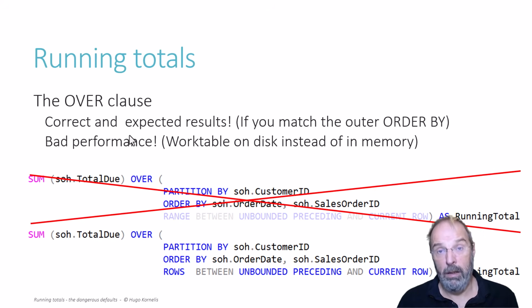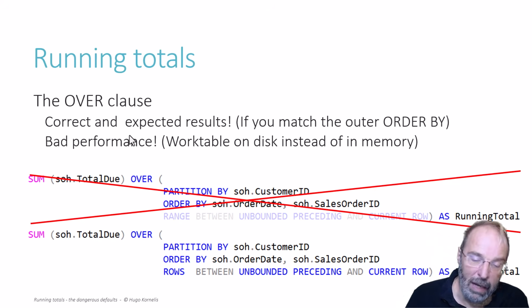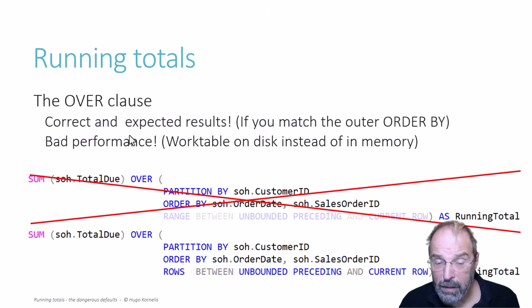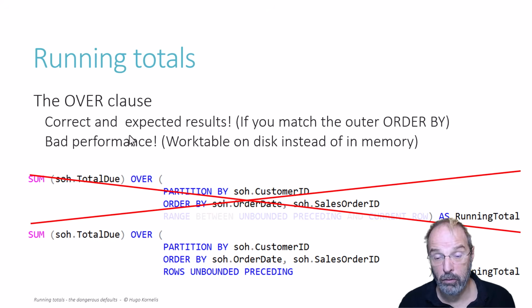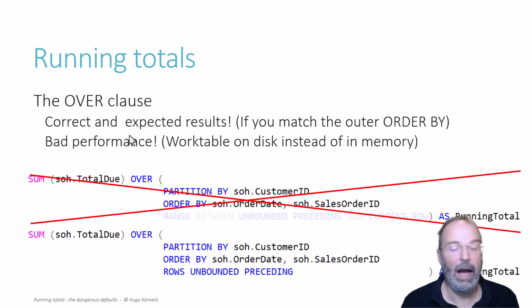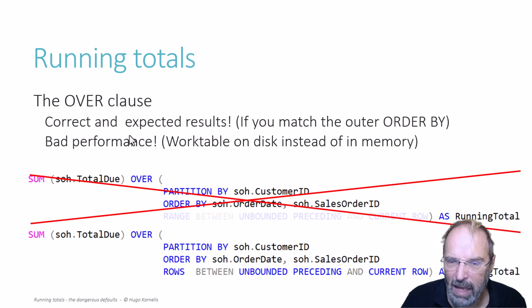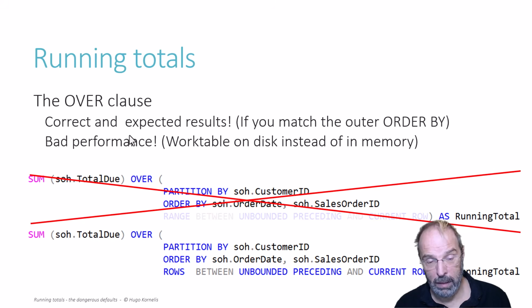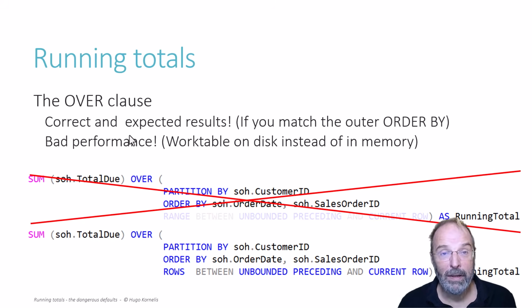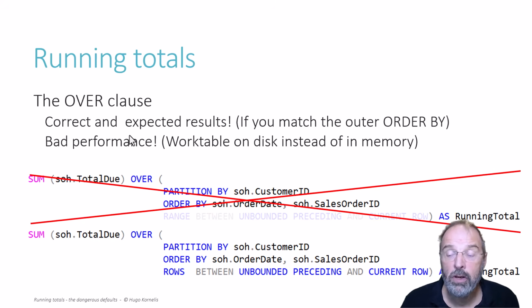If you really want to save typing, you can use a slightly different default. You can just type rows unbounded preceding, which means the same as rows between unbounded preceding and current row. Personally, I just type it all because that is more clear and specifies to everyone what you mean. This is, in my opinion, the only correct way to get running totals in your queries.